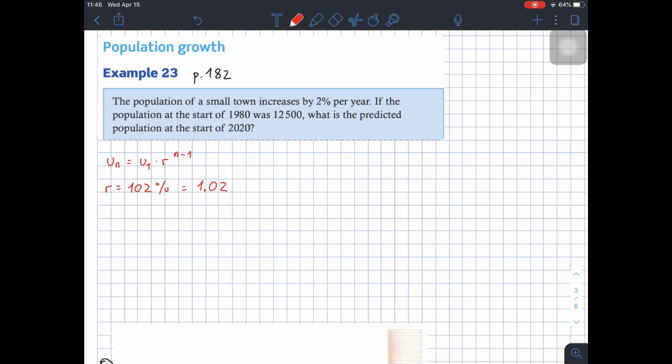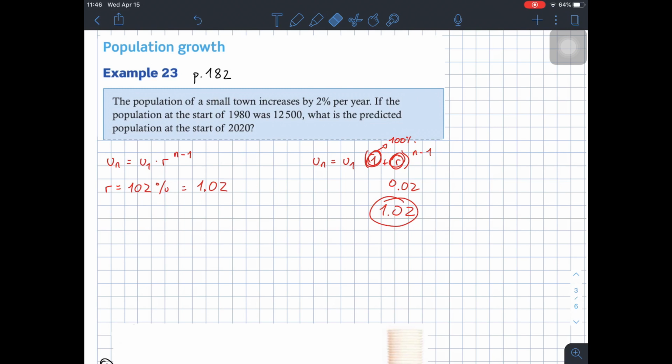Another way to view this is if you don't want to see the common ratio as 102%, you could rewrite this formula by saying the following: Un equals U1 times (1 plus r) to the power of n minus 1. This is also valid. And in this case, you would write r as 0.02, because when adding it to 1, which is 100%, you will get 1.02, which is 102%, the same number we have over here, okay? That's another way of viewing this problem. Maybe if you want to use that formula, maybe it's easier for you, okay?